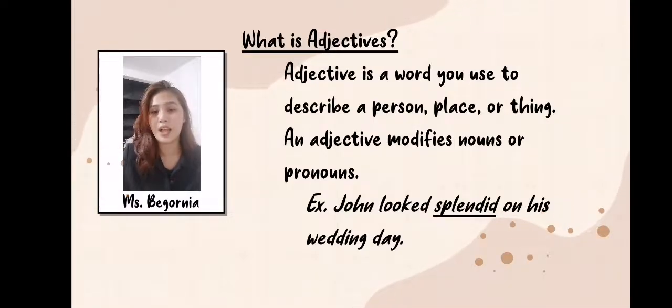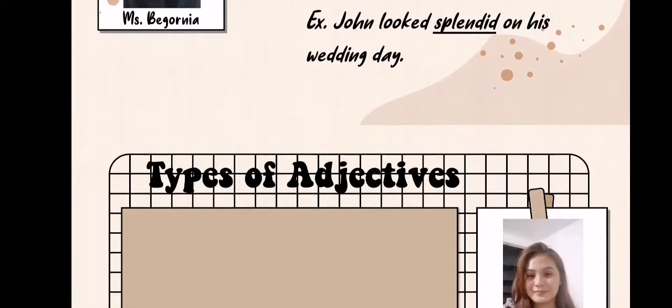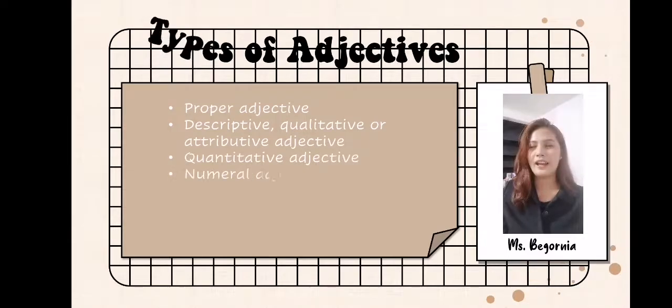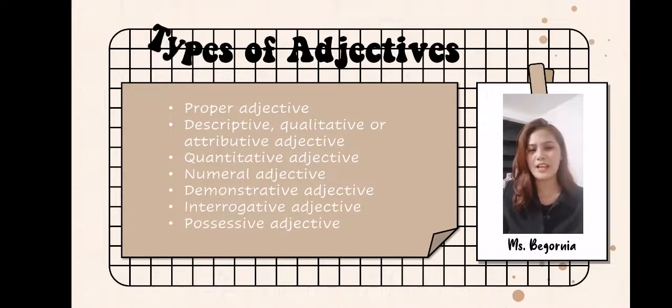For example, John looked splendid on his wedding day. So, it means a person was described in the sentence. The person is John, and the adjective is the word splendid. It means he was good looking on his wedding day. And there are many types of adjective.